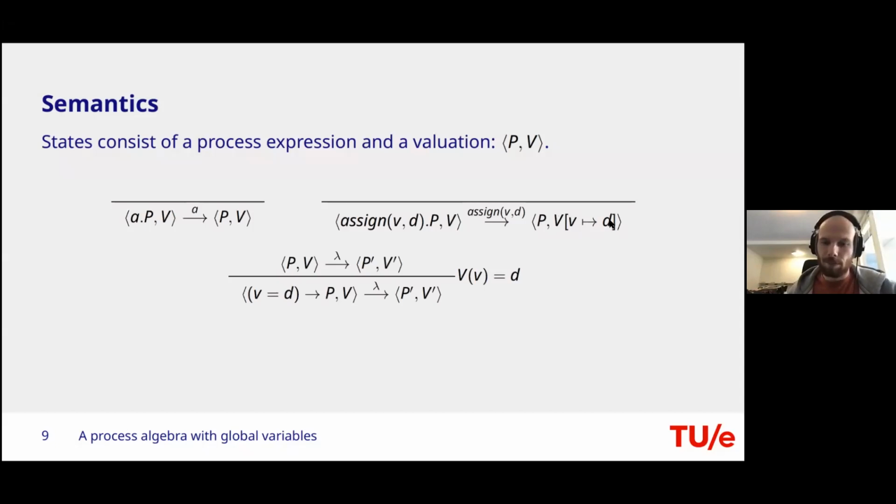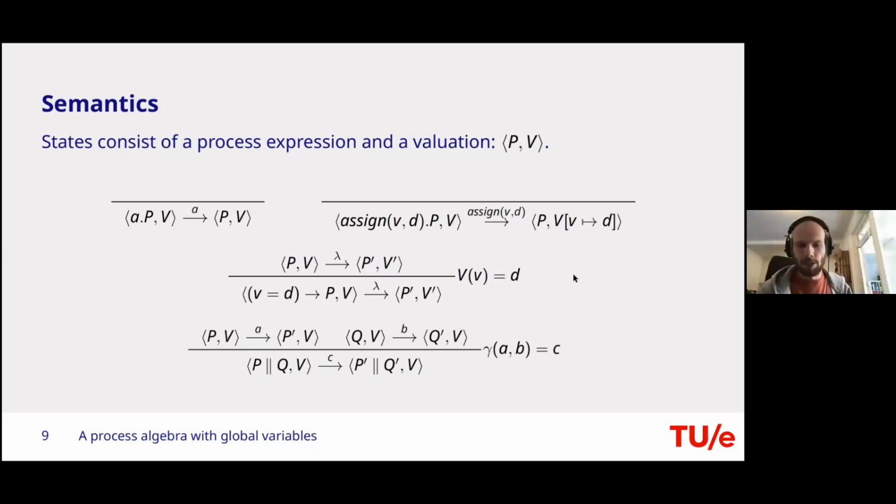And the conditional has the following semantics. So if the process P can do an action to P prime, then with the conditional, it can do this action only if the mapping V actually maps the variable to the correct data element.